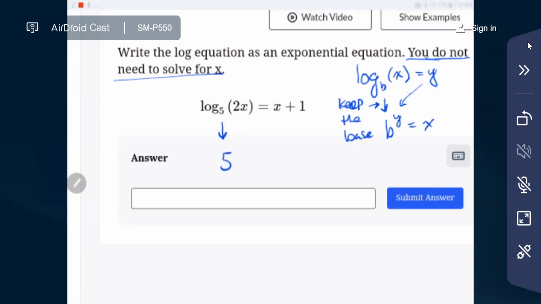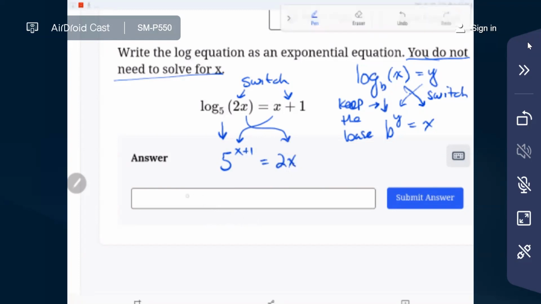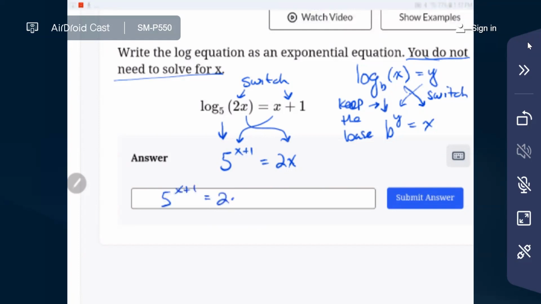And then we're going to switch these other values, x plus 1 and 2x, and we're going to switch them to the other side. So this becomes our exponent, x plus 1, and this becomes the other side. All right, and so there's our answer. Again, you do not have to solve that. You just need to write in what the answer is.